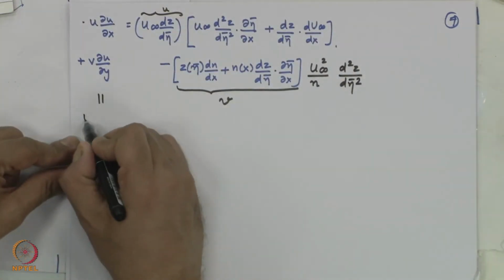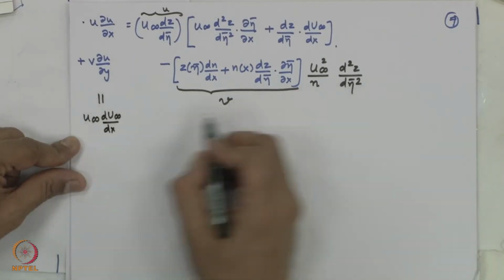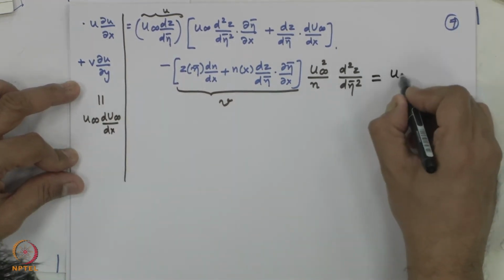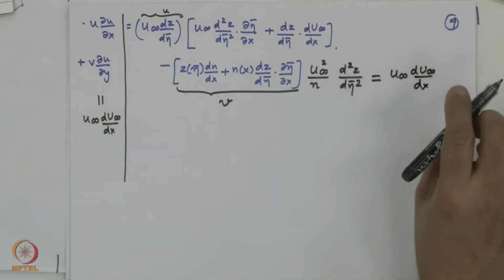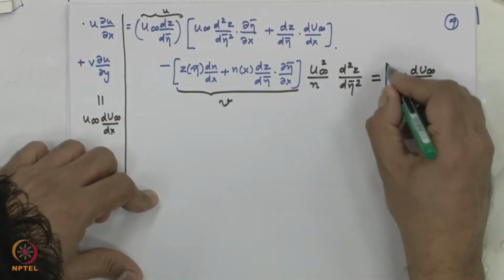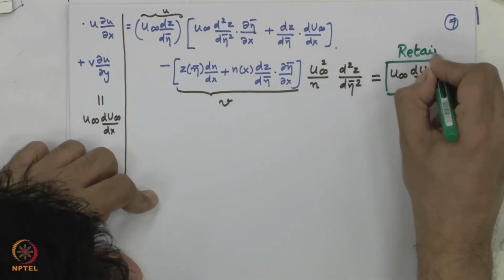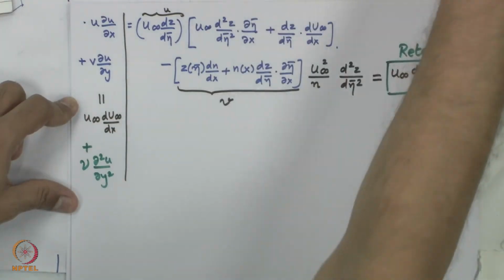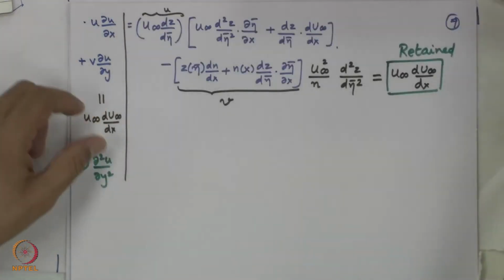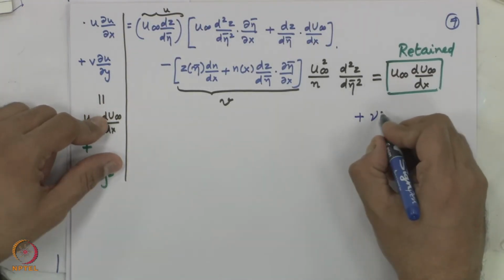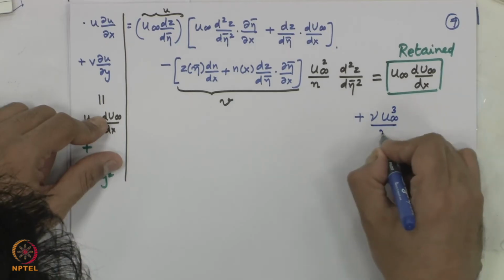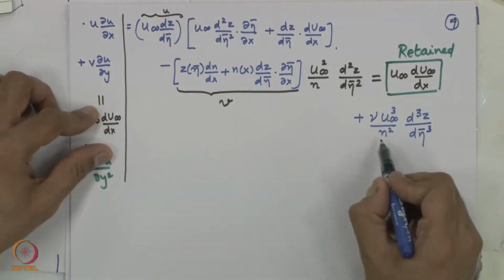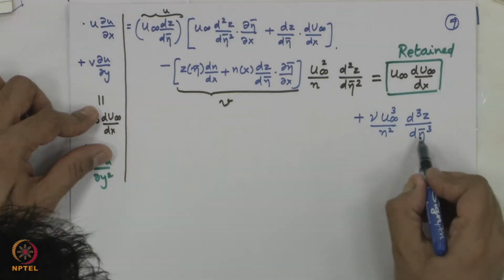Right hand side equal to u infinity du infinity by dx. I am just retaining it as it is. So, I am just writing the original form of the Navier-Stokes equation. This is the modified form, u infinity du infinity by dx. This is just going to be retained this way, no change, plus nu d squared u by dy squared. That term is going to be given by nu d cubed psi by dy cube, that is written as plus, right hand side, nu u infinity cubed by n squared d cubed z by d eta bar cubed. Please note n and eta are different, make sure you write them differently. Eta has a long tail, n does not have a tail.